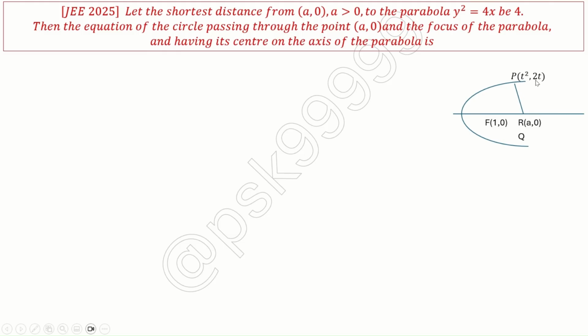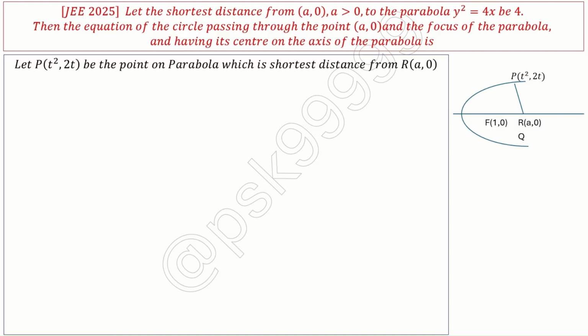That's what is given. If P is a general point, I am taking (t square, 2t), then the distance PR is equal to 4. Now I need to construct a circle going through R and F. And the center is on the same axis, because this is the axis of the parabola. So obviously the midpoint of these 2 points is the center. Correct. So that you understand, let's do the problem. (t square, 2t) is the point on the parabola whose shortest distance from R (a, 0) is 4. So PR becomes normal to the parabola because it's the shortest distance, and perpendicular to the tangent at P.